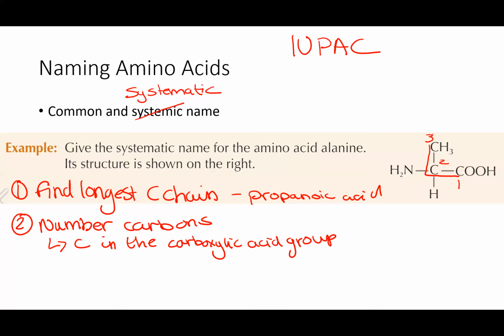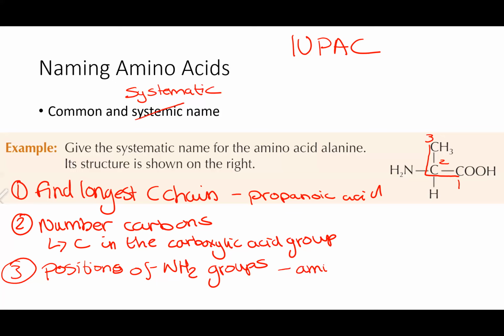Got that? Then, third step, we're going to write down the positions of any NH2 groups. We need to find the positions of NH2 groups, and we show that they are NH2 groups with the word amino. So alanine has an NH2 group located on carbon 2. So that's our NH2 group, that is our amino group.